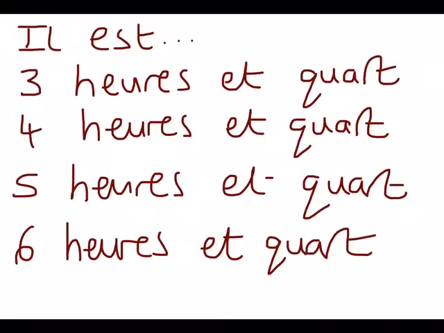To say it is quarter past the hour, you need to add un quart to the end of the sentence. For example, il est 3 heures et quart, it is 3:15. Il est 4 heures et quart, it is 4:15. Il est 5 heures et quart, it is 5:15. And finally, il est 6 heures et quart, 6:15.